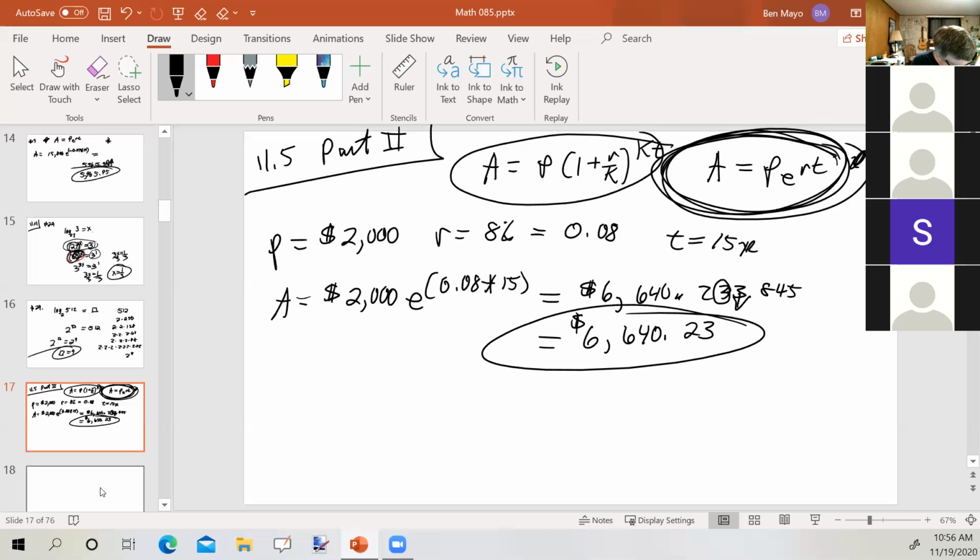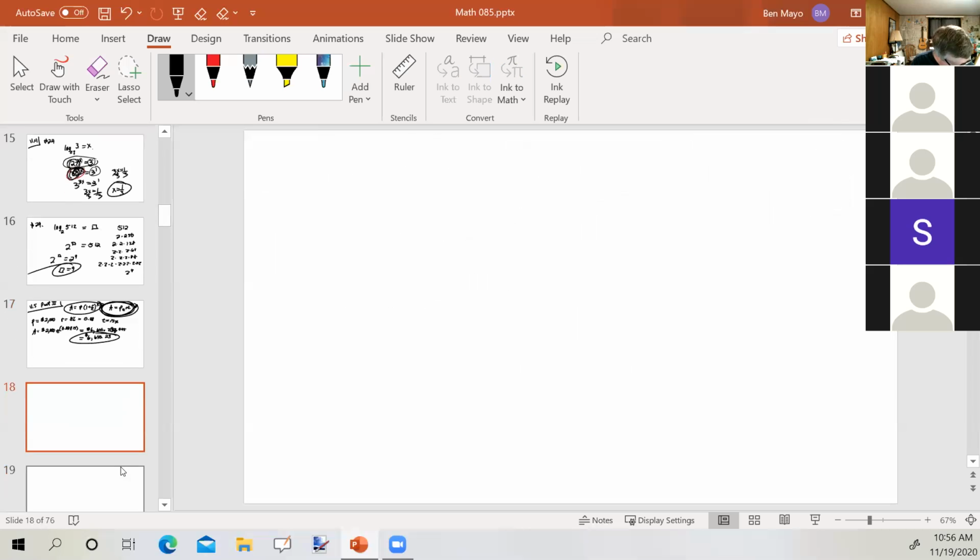All right, let's take a look at another problem. This says determining previous balance. So we're going to go backwards. We know the final amount, we know A. We want to determine the initial amount, P. So we're still going to use this formula.